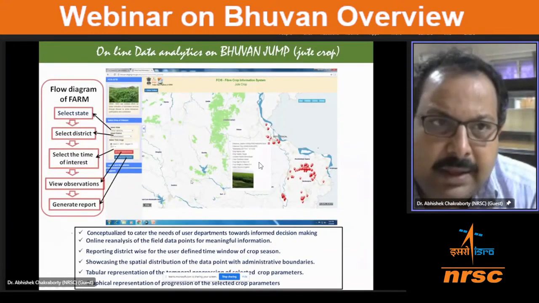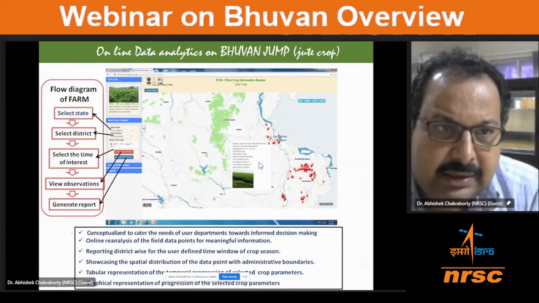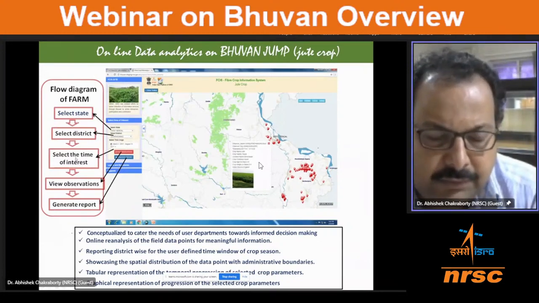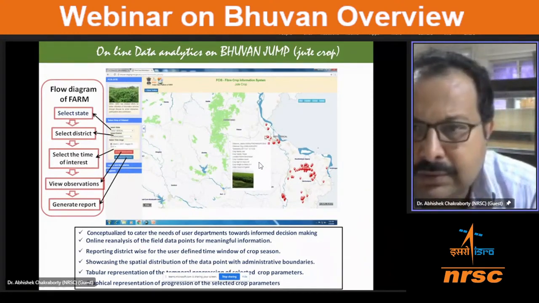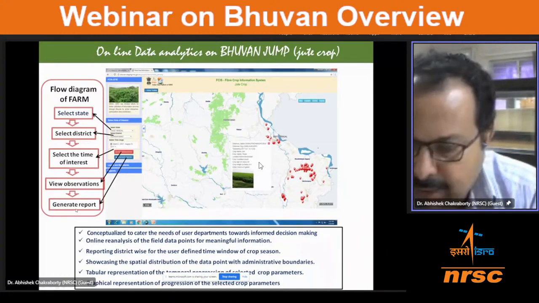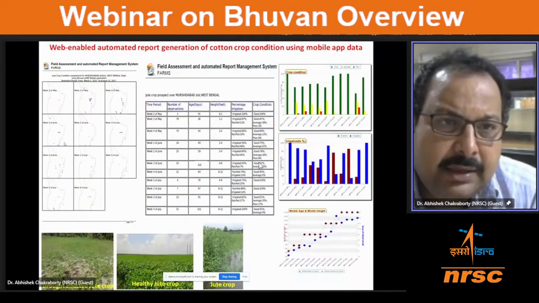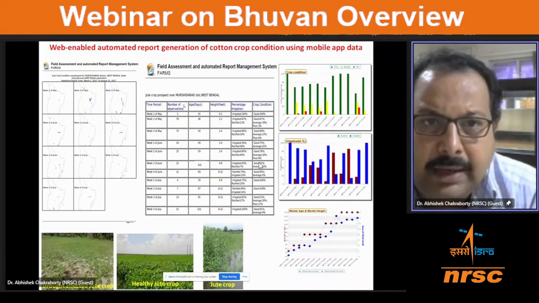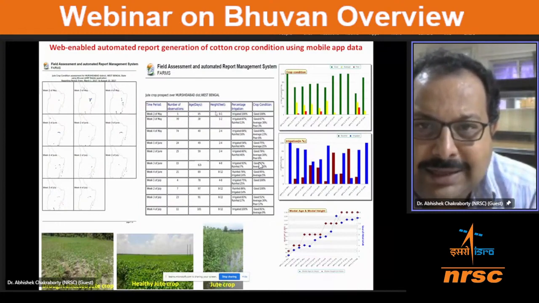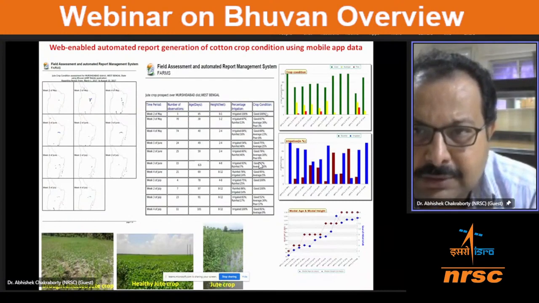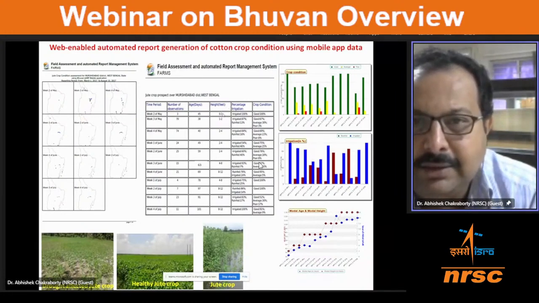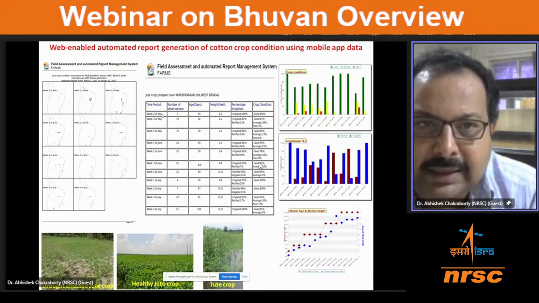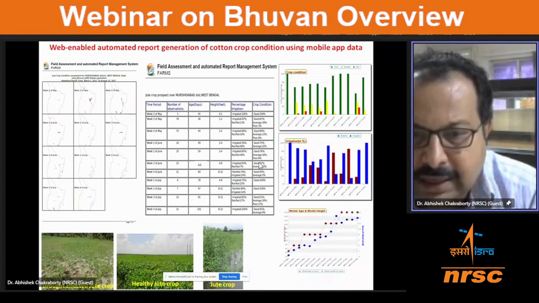So we have also developed a data analytics platform for them. They can select the state, district, and the time of interest, from a few weeks to a few fortnights, and they can view the observations of the mobile data and generate a report. When they generate the report, they get the spatial distribution of the data from that particular area and a table showing, week by week, how many observations there were, what the age of the crop is, what the height of the crop is, the percentage of irrigation, and whether the crop is in good condition or not. All these parameters, which are very important to them, are highlighted at a glance to assess the crop prospect of a particular district, and week by week how it is changing. Along with that, of course, the photographs are there for corroboration.